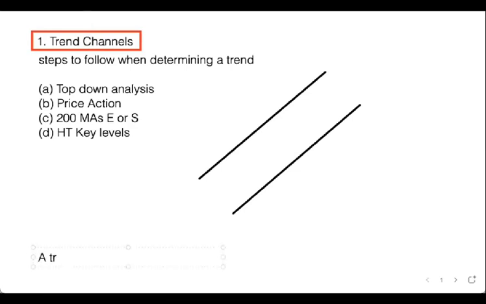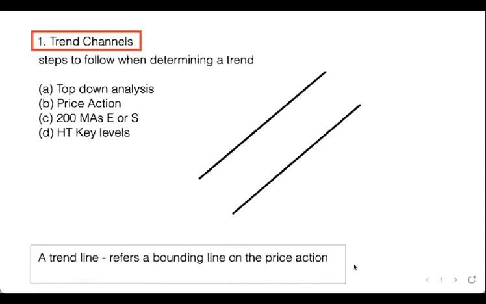A trend, in fact, especially a trend line, simply refers to a bounding line on the price action. A bounding line on the price action. That's the simplest way to actually define what a trend really refers to.